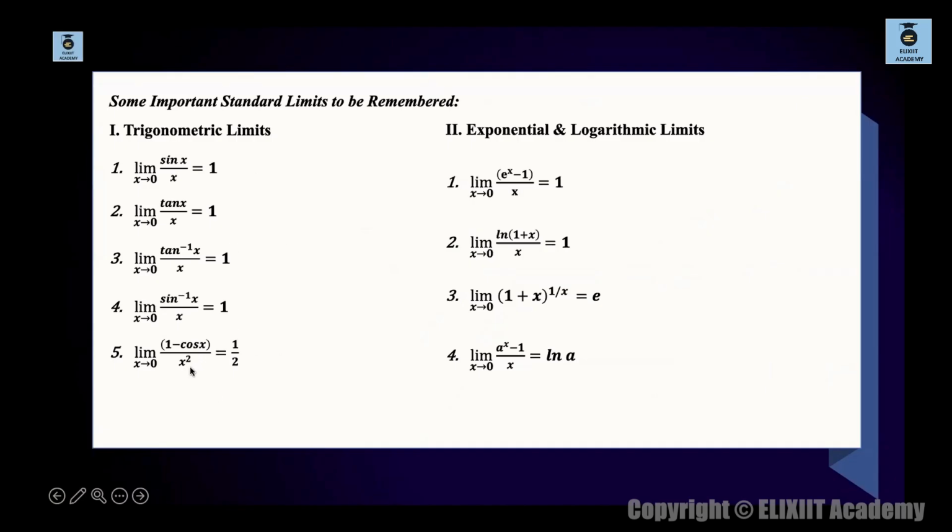Similarly, the limit as x tends to 0 of (1 minus cos x) upon x square is basically half. So these are some of the trigonometric limits. And then you have the list of exponential and log-base limits. The limit of (e raised to the power x minus 1) divided by x is 1. Again, like I have said, you are supposed to remember the format. Same thing goes for all the limits over here.